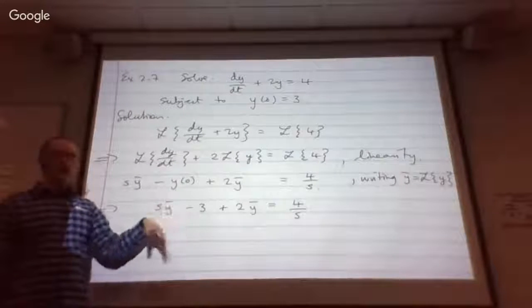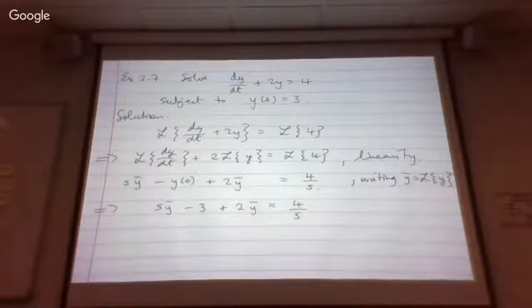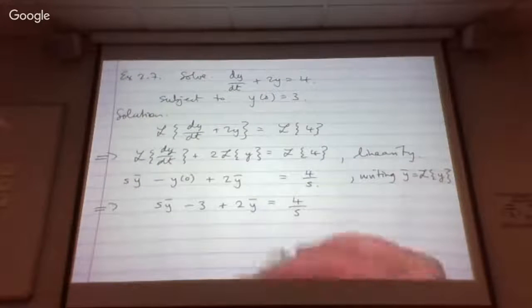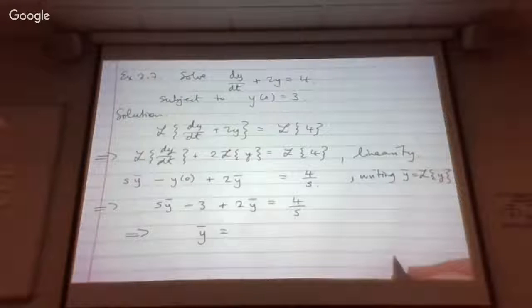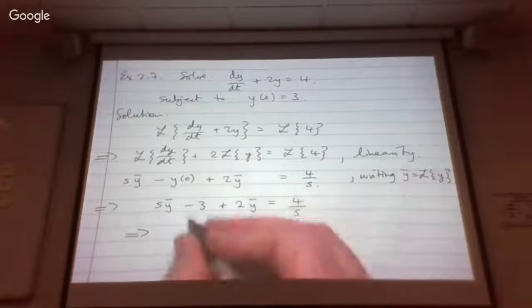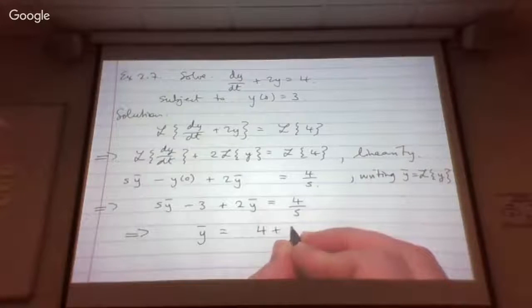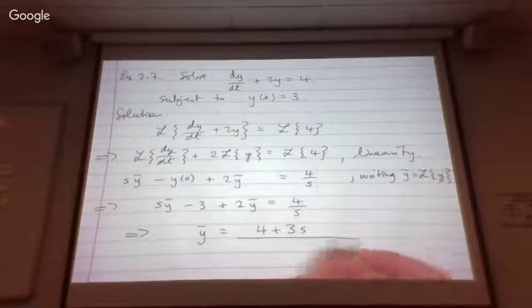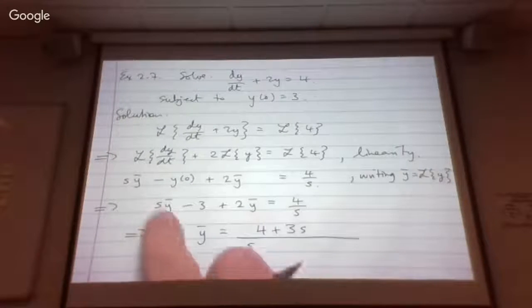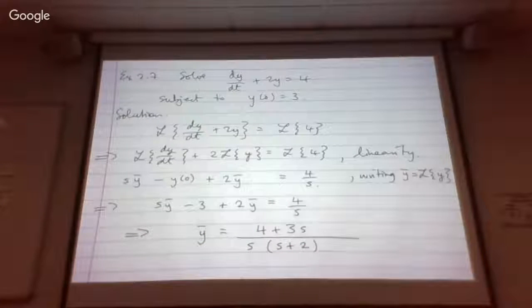Just factor out the y bar, move everything else over to the other side, divide by the coefficient of y bar. Okay? Algebraic manipulation, basic principles. So this implies that y bar is, well, first of all, you have to bring the 3 over. So that'll be 4 plus 3s, all over s. And then you divide by s plus 2, because that's the coefficient.